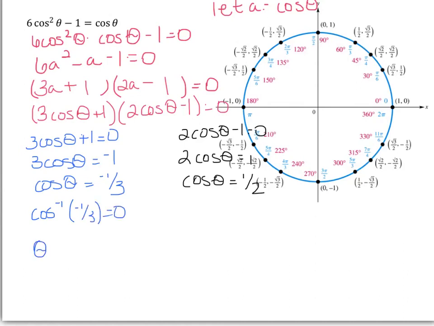So in my calculator, I will put the inverse cosine of -1/3 into the calculator, and I will find that theta is equal to 109.471 degrees, and I know it's degrees because there's theta. And I also need to take 360 minus this number, which will give me 250.529.